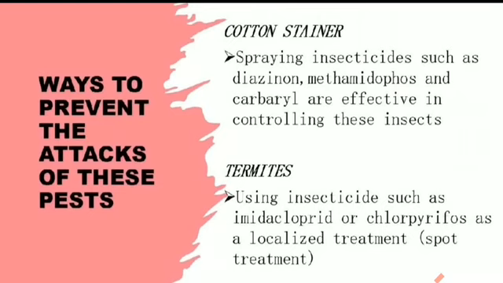Number 1, cotton stainer. Spraying insecticides such as diazinon, methamidophos, and carbaryl is effective in controlling these insects. Next, termites. Using insecticides such as imidacloprid or chlorpyrifos as localized treatment or spot treatment.